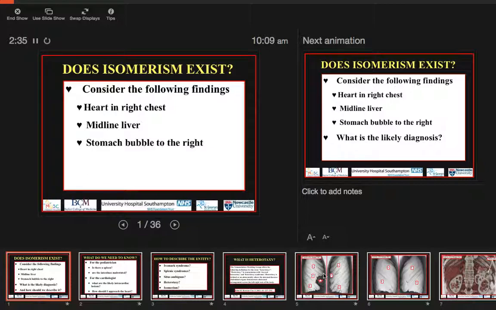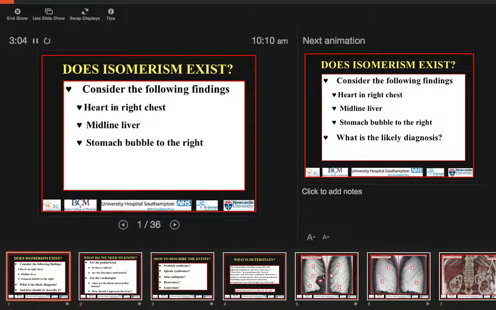So the patient is in front of you. You find the heart is in the right chest. Already you're worried that something funny is going on. You look below the diaphragm because you all are taking note of the entire patient, and you find there is a midline liver. The stomach bubble is to the right. What are you thinking about?